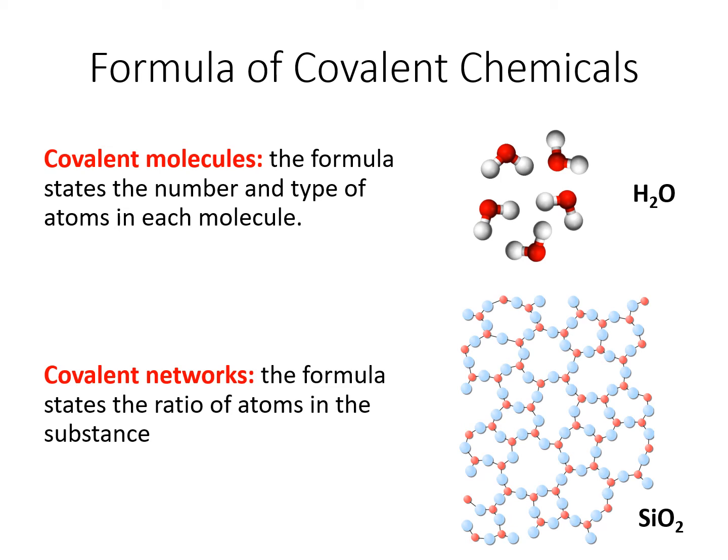So the example here I have is a picture of water, and each of those water molecules has the formula of H2O because we have 1 oxygen and 2 hydrogens. For covalent networks, we have the example here of silicon dioxide. So the formula of silicon dioxide is SiO2. Now that doesn't mean that we have one silicon and two oxygens. It means that in that compound, in that network, the ratio of silicons to oxygens is one silicon to two oxygens. So covalent networks, the formula states the ratio of atoms in the substance.